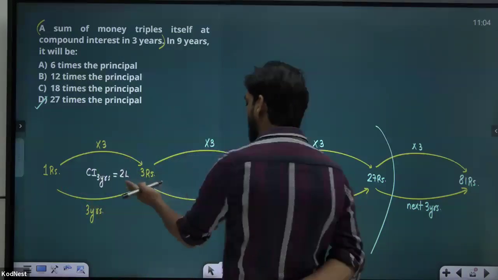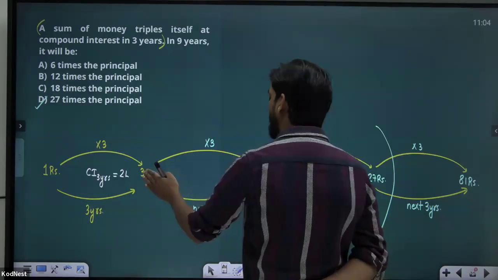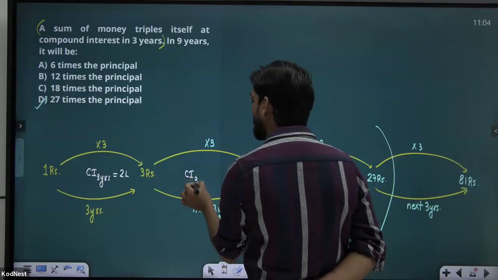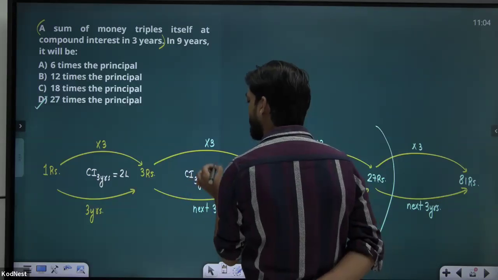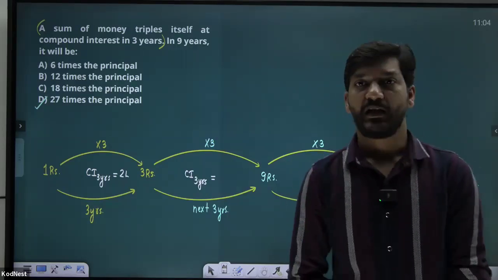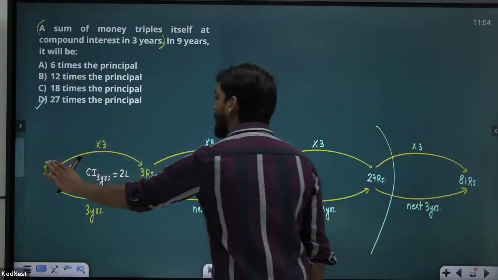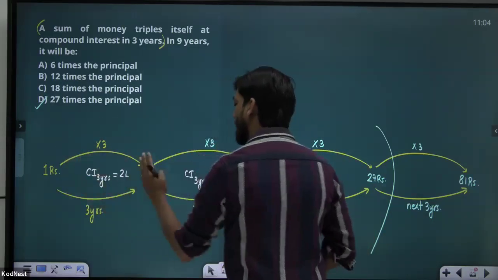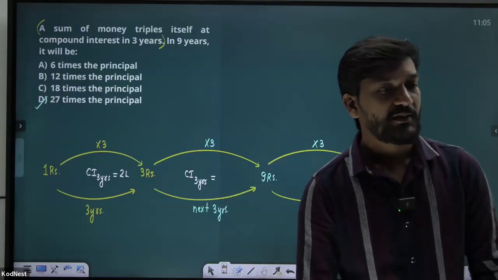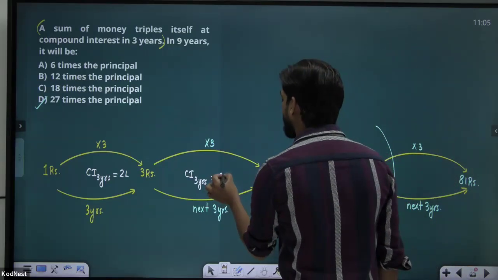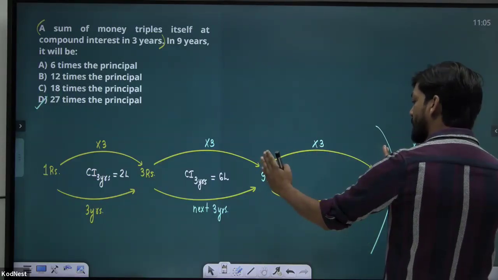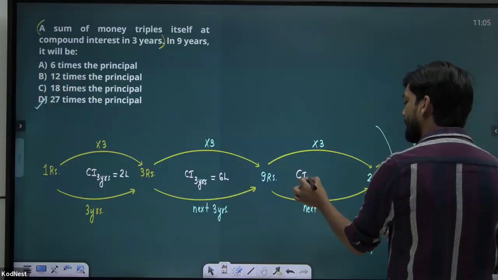Now leave this. Come to the next 3 years. 3 lakh rupees will become 9 lakh rupees in 3 years. What is the compound interest of these 3 years? Not 8 lakhs. Don't say 9 minus 1. I'm not saying from this up to this. I'm saying only this part. How much? 9 minus 3, 6 lakh rupees. Okay, 6 lakh rupees. Now, take this 3 years of period. So how much is the compound interest of this 3 years period?